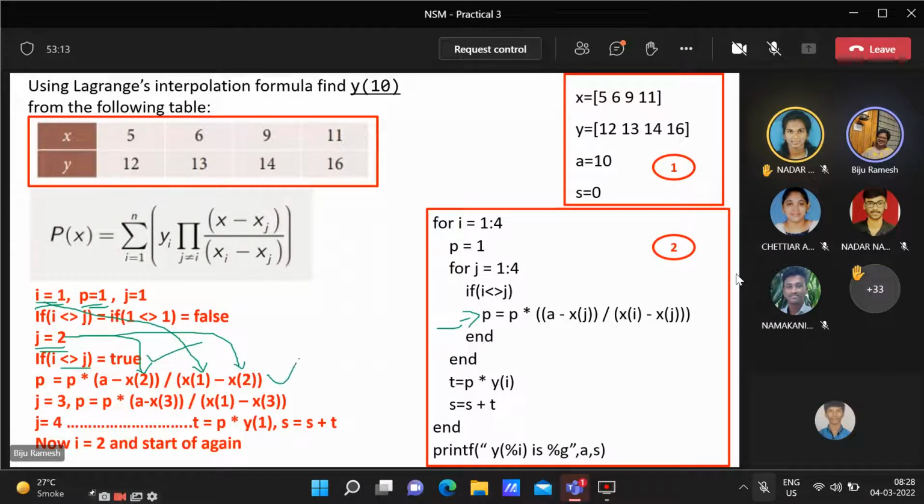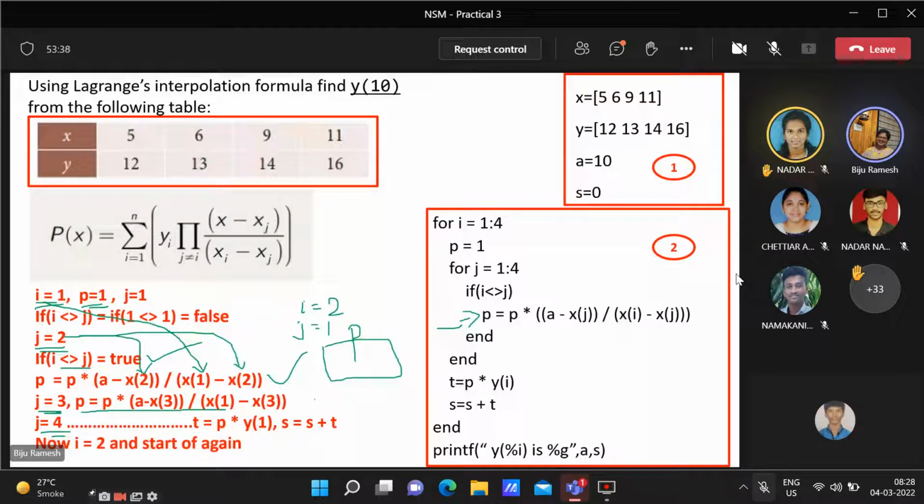Okay, so the first term is done. Then J becomes 3. The second term is multiplied. Then J becomes 4. Like this it goes on. After that, I will be incremented by 2. I have only shown for I is equal to 1. I is equal to 2 will come. J is equal to 1 will come. And then the next term will be, the product will be found.